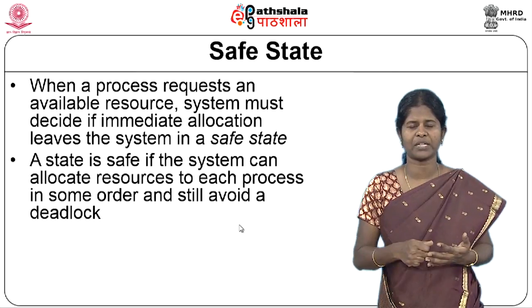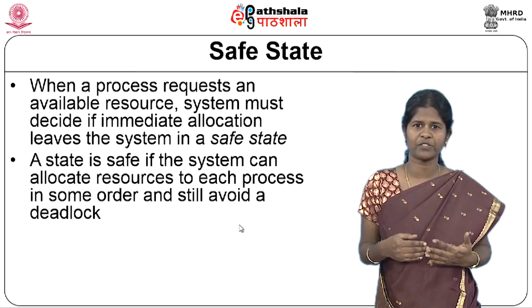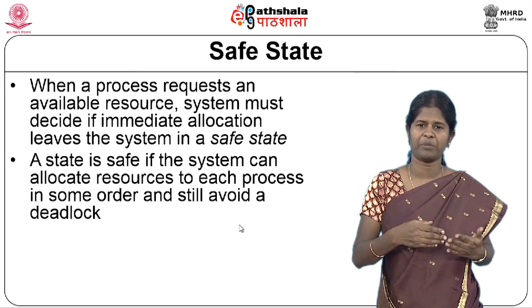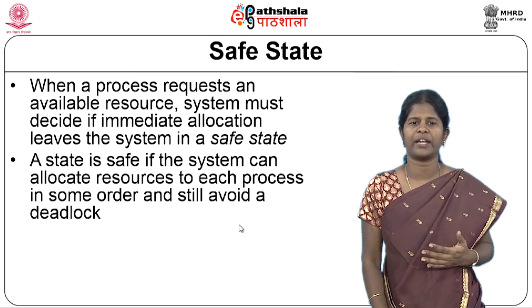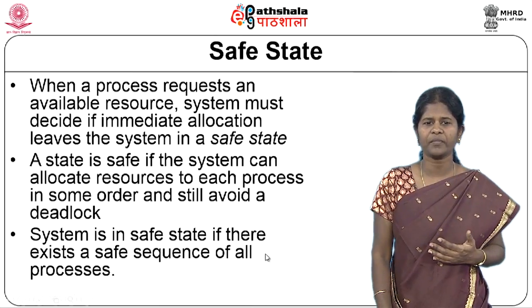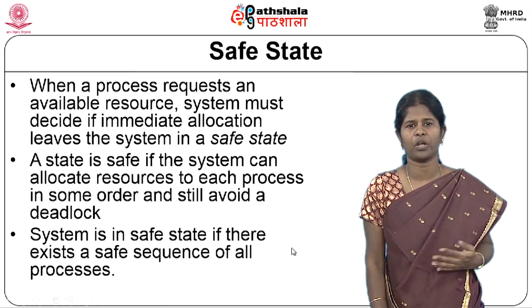So, whenever the request comes, it tries to find out if the system is in a safe state, that is, it tries to find out if resources can be allocated to all the processes in some order so that the deadlocks are avoided. So, the system is in a safe state if there exists a safe sequence for all the processes.